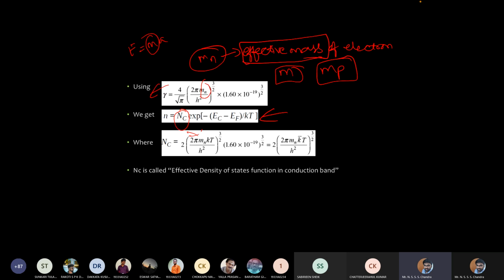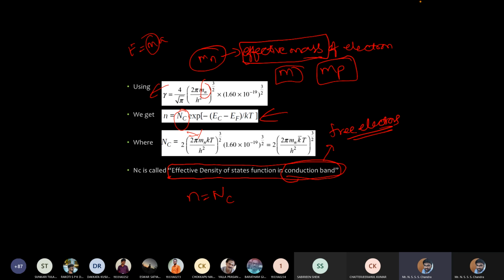Now this Nc is equal to this expression. This Nc is called the effective density of states in the conduction band. Why conduction band? Because we are talking about free electrons, and free electrons are available in the conduction band. So I can write n is equal to Nc into exponential of minus (Ec − Ef) by kT.